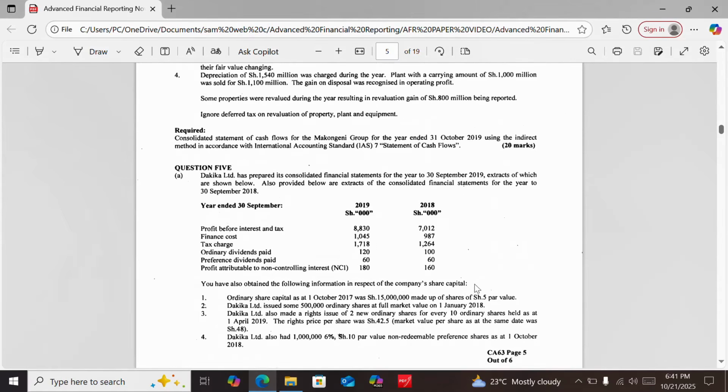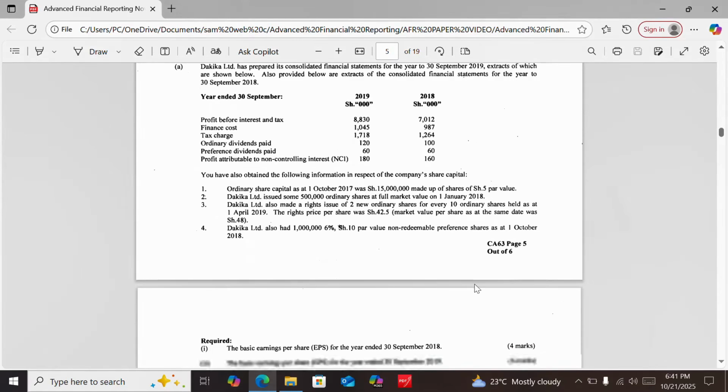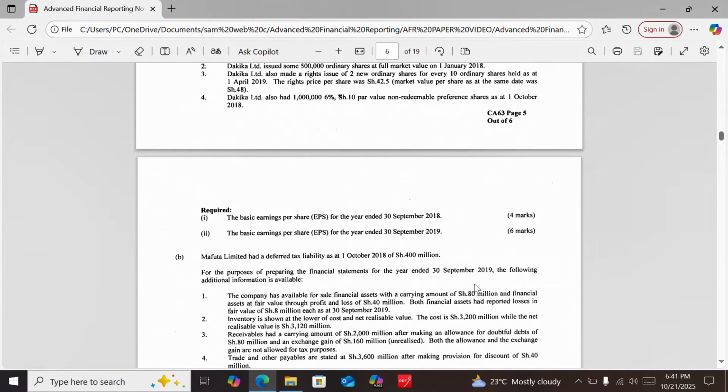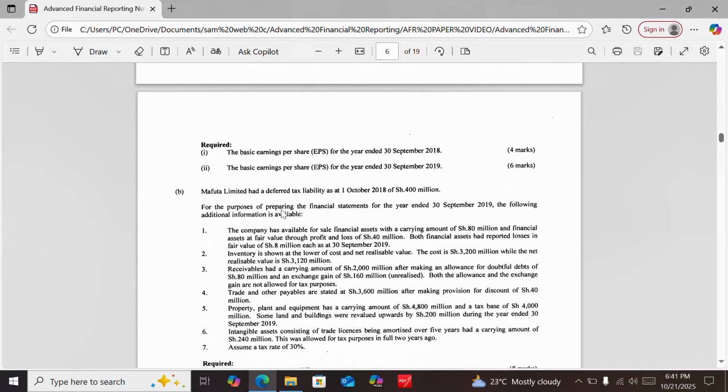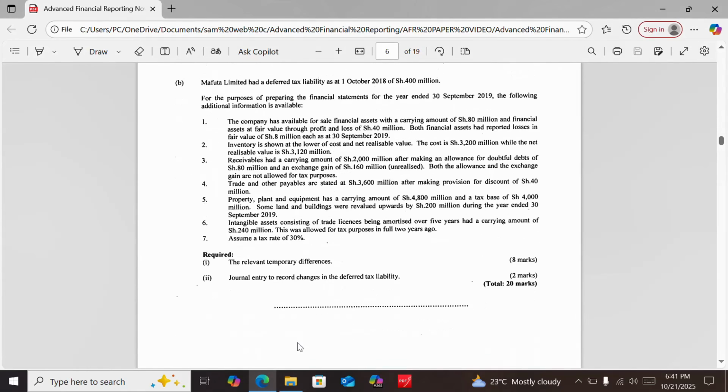And then question 5, part A, you are going to calculate the EPS, and part B, also the EPS. Part A is for 2018 and part B for 2019. Then part B, they required the relevant temporary differences and the journal entry to record changes in deferred tax liability. So this is a question on deferred tax.